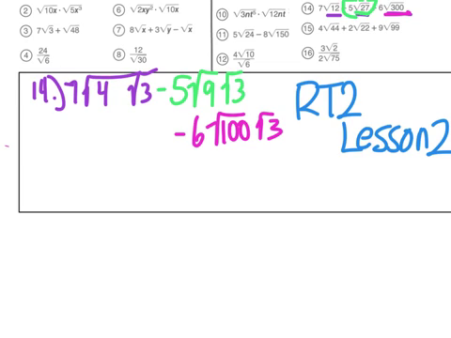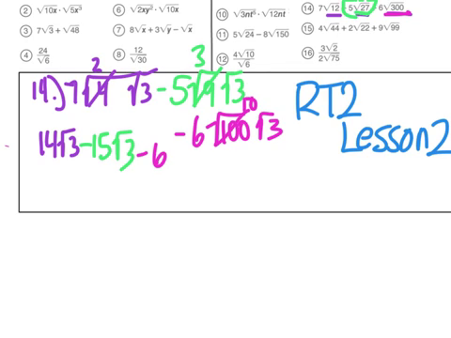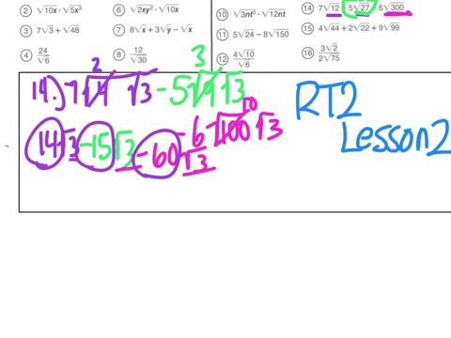I can simplify each of these. Square root 4 is 2, making 14 square root 3 for my first term. Square root 9 is 3, making 15 square root 3 for my second term. Square root of 100 is 10, making 60 square root 3 for that third term. These are now all square root 3's, so I can add 14, subtract 15, and subtract 60 to get my whole number part. And behind that we will have the square root 3.